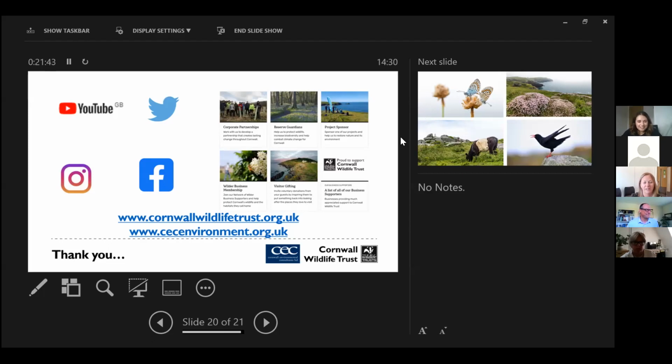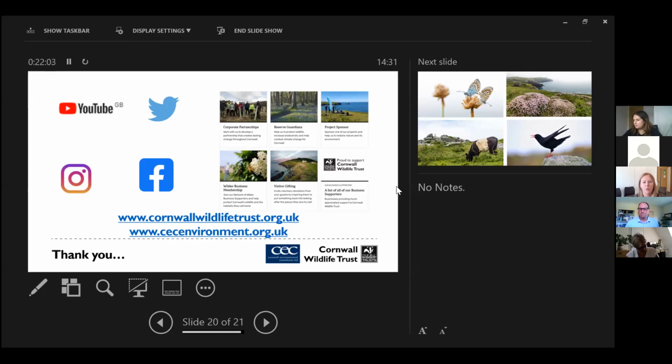Who do we contact if you want advice on enhancing biodiversity in our woodland? Well, you can contact Cornwall Environmental Consultants, and you can also go online and look at the Cornwall Wildlife Trust website. There's some information on there as well.